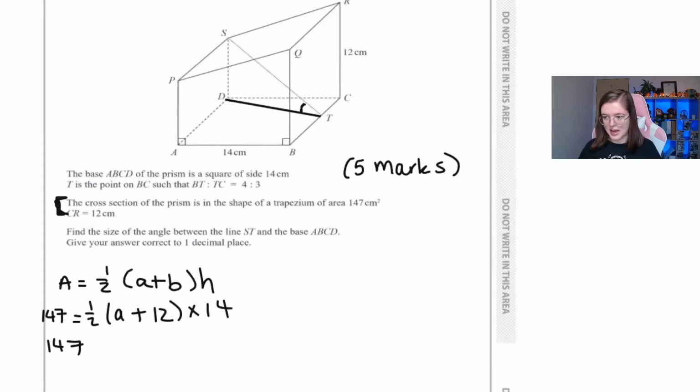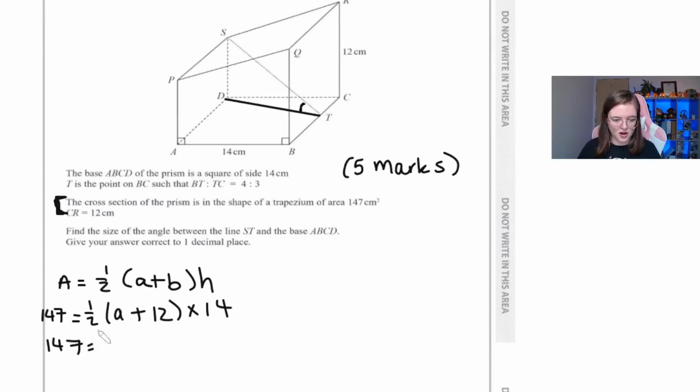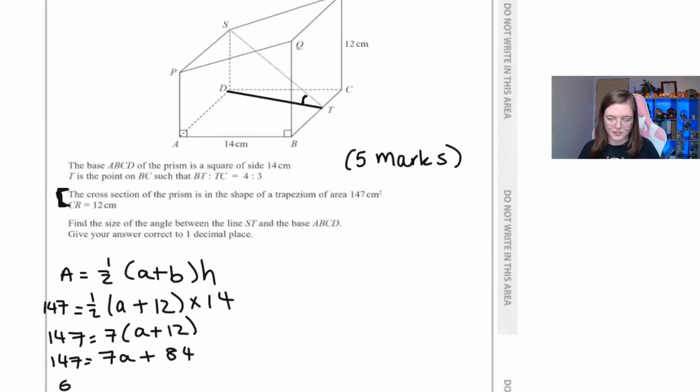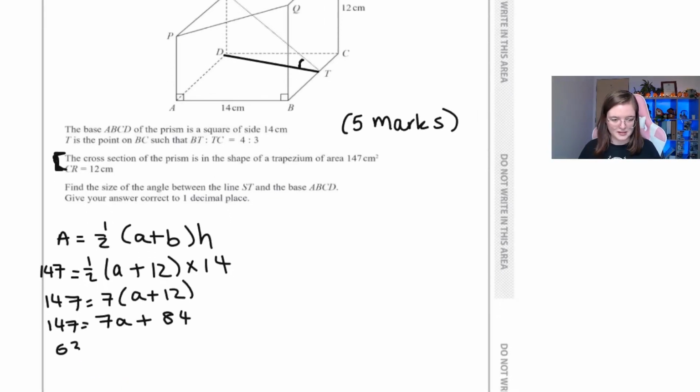So I'm going to move it down now. 147 is equal to a half times 14, which is 7, which is then 7 lots of A plus 12. So 147 is equal to 7A plus whatever 7 times 12 is, which is 84. Then I'm going to take away 84. So 147 minus 84 is 63. I'm going to move it down again, and go back up in a second when we do the rest of the question. 63 is 7A. Divide 63 by 7 and we get 9. So A is equal to 9.